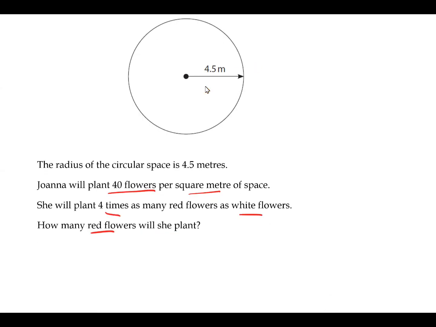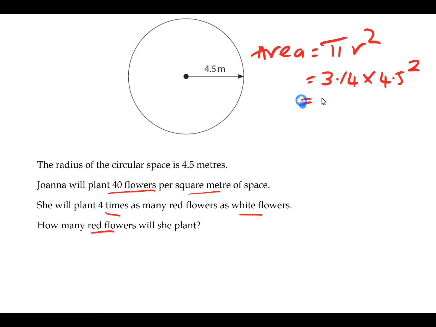Okay, so we need to work out the area of our space. The area of a circle, you're not going to be given this, is pi r squared. Take pi as 3.14, the radius is 4.5, and we need to square it. So put this in your calculator and work out what the area is. That's 63.585 and it's meters squared.